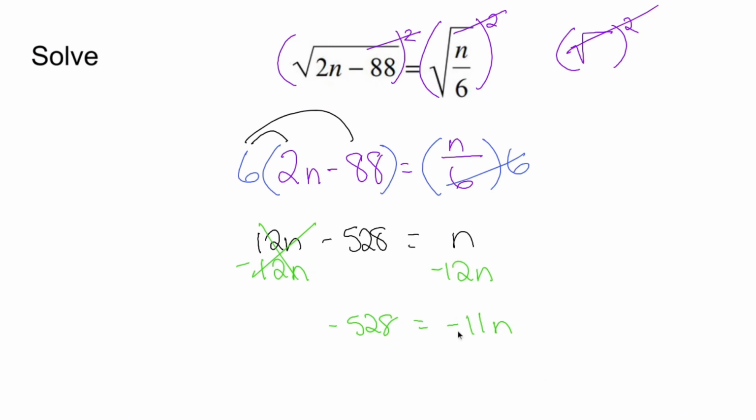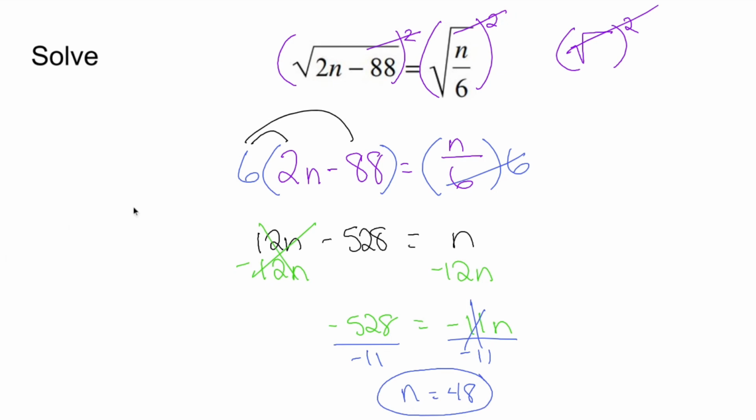Divide both sides by negative 11. And right off the top of my head, I know that this equals 48 because I didn't go off to the side and find out what it was. Now, what you're going to want to do is probably plug this in and make sure you don't have any negatives. But just looking at this, I know we won't, so I know we'll be good. But n equals 48.